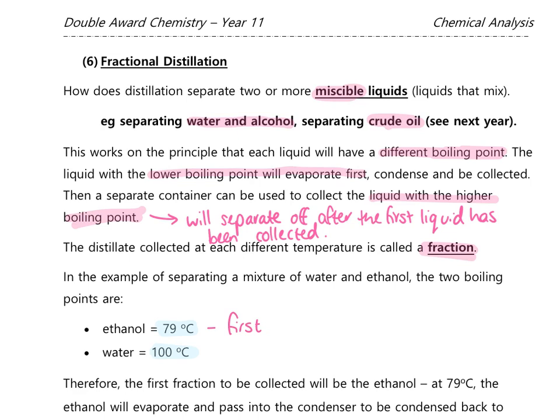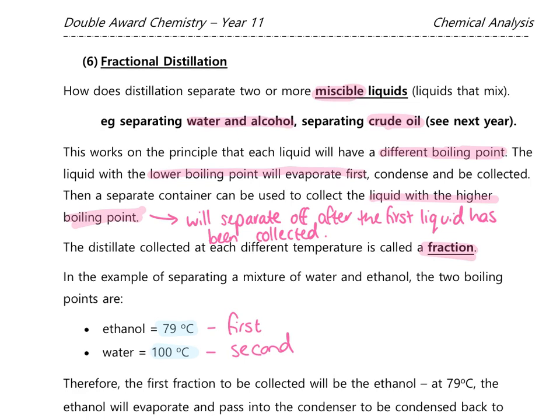It will evaporate off, pass into the condenser, it will be cooled down, it will condense, and it will be collected in a container. And then we can switch containers. Once all the ethanol has been separated off, the temperature will start to rise again on the thermometer. And once it has reached 100 degrees C, the water will be evaporating, passing through into the condenser, and it can be collected in a separate container once it has condensed and formed a liquid again.